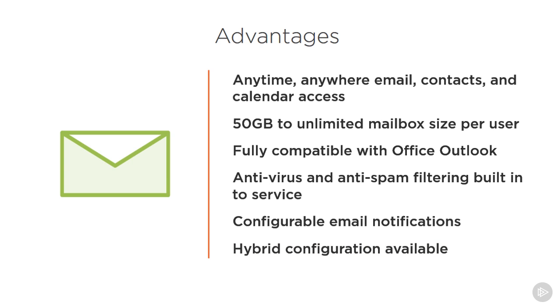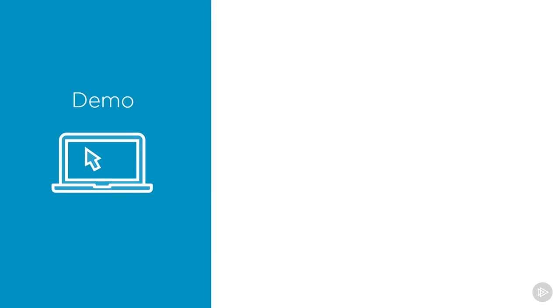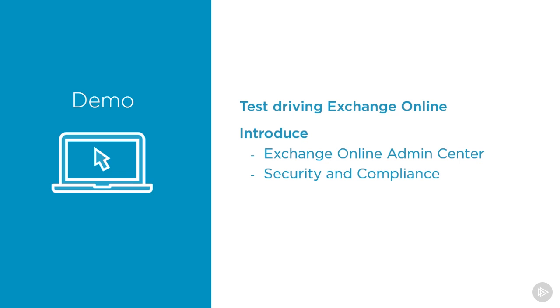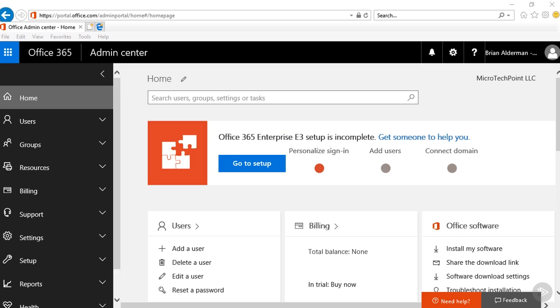Let's go ahead and look at where we manage this environment. We're going to do this by taking the Exchange Online Admin Center for a test drive. This will get you comfortable with the different components involved with the Exchange Online Admin Center, what components you're going to find in security and compliance, and what components related to Exchange Online you'll find within the Office 365 Admin Center. Well, here we are in the Office 365 Admin Center. I've simply logged into my portal here.